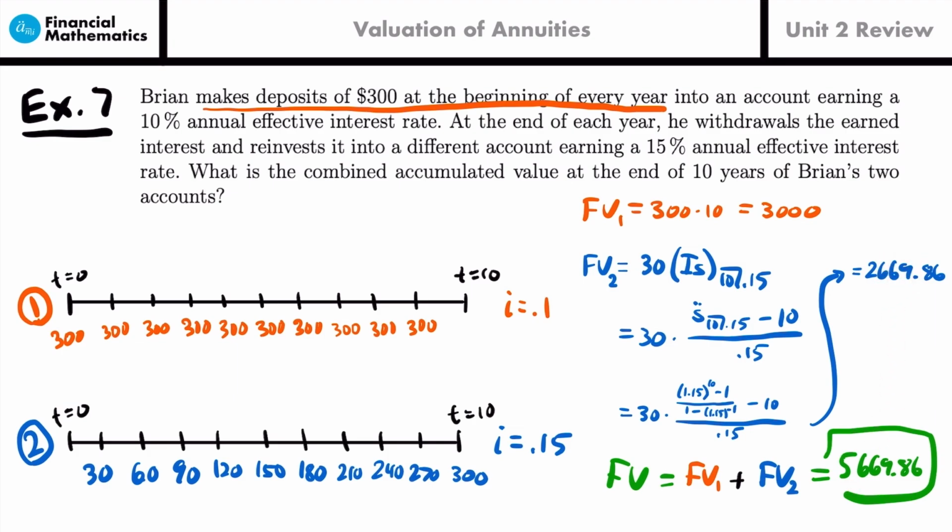All right, and that's it for this example problem. We have now found the combined accumulated value at the end of 10 years of Brian's two accounts. It was kind of a weird problem.